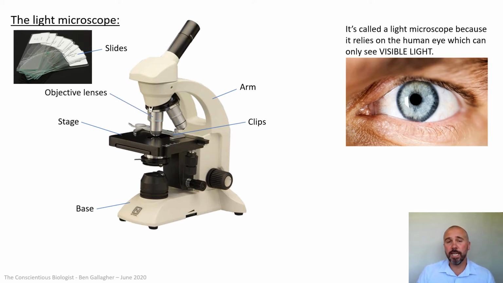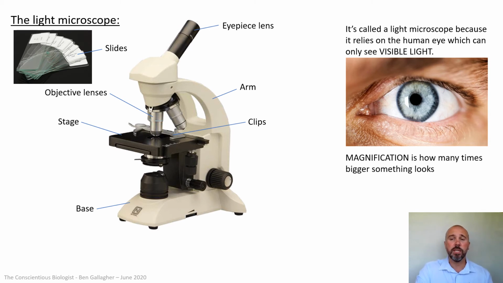You've then got the really important bits. You've got the objective lenses. Those are the lenses that come down that have got the glass lenses in them that will magnify what is on the stage, what's on the slide. So those objective lenses are really, really important. But at the top, you've also got an eyepiece lens. It's those two together that give you your magnification.